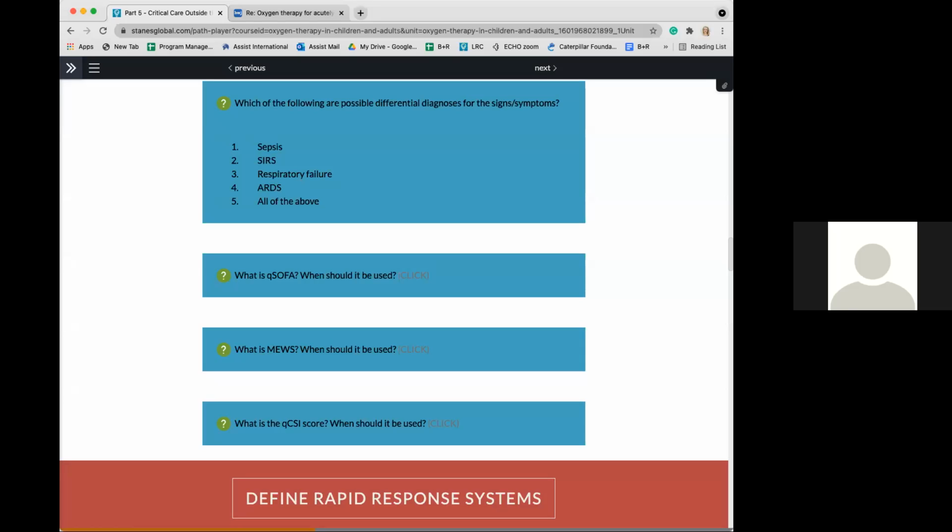The last scoring system I'll quickly talk about is the QCSI scoring system, which is the quick COVID-19 severity index score.